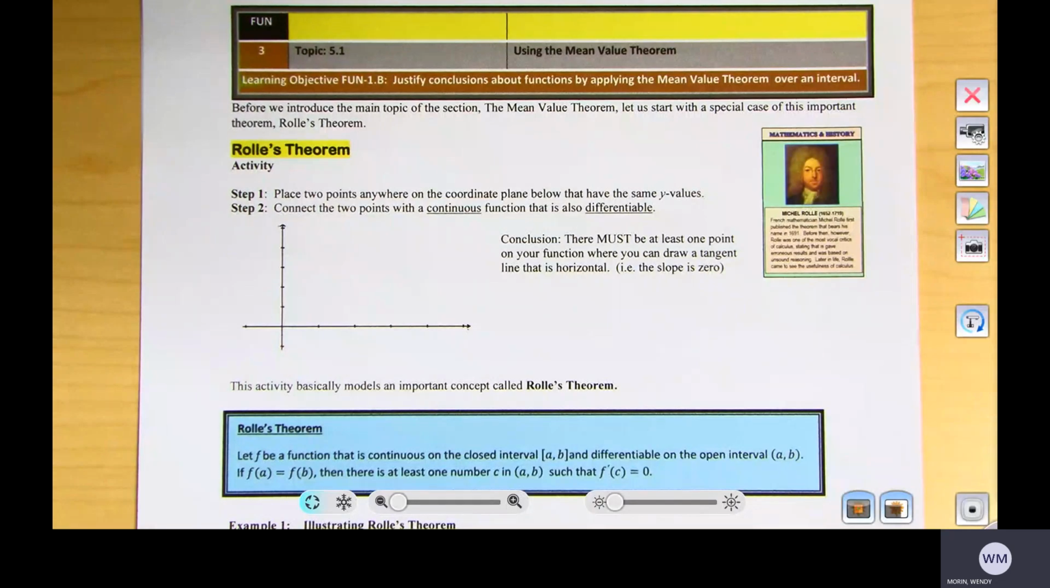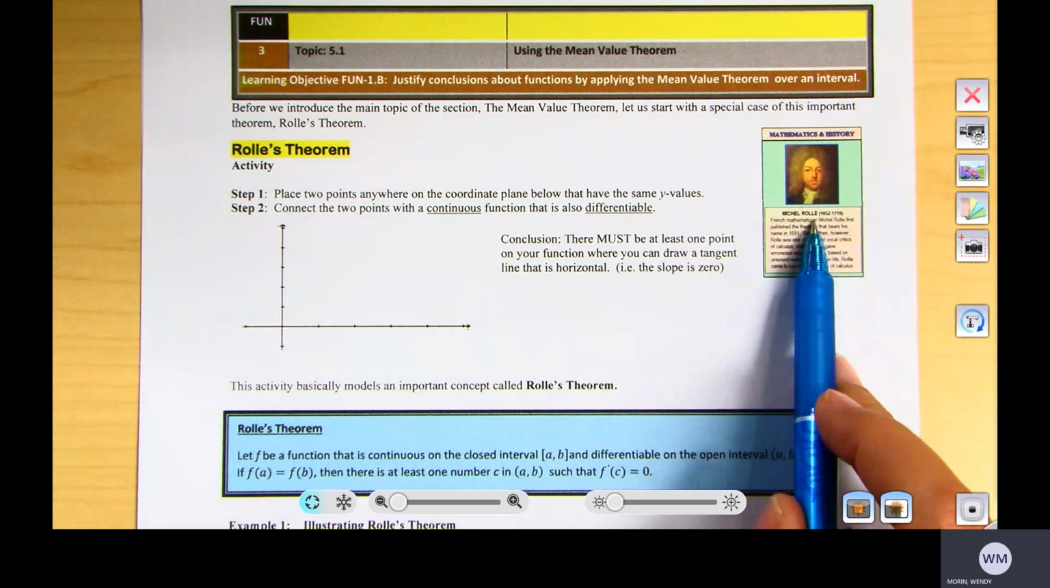Today we are going to go over topic 5.1, using the mean value theorem. Before we introduce the mean value theorem, let's take a look at something called Rolle's theorem.